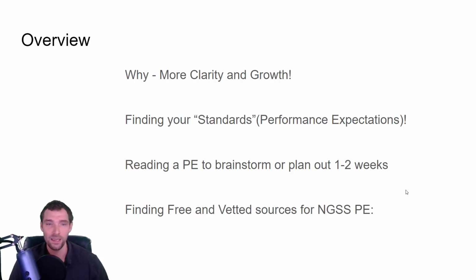That'll help everyone out. Trying to figure out what your standards are is harder for high school and middle school because it's left up to the states to do that, and it's a little harder to find what the seventh grade standards are, right? So I'm going to help you understand why it's really important to spend some time looking at this stuff, and then how to find these standards. They're called performance expectations, what most people think of as standards with NGSS. Then we're going to talk about how you would go about brainstorming and planning out a couple of weeks, and how to find resources for planning out a unit or even the whole year.